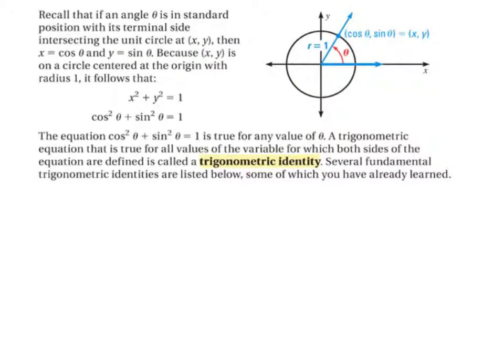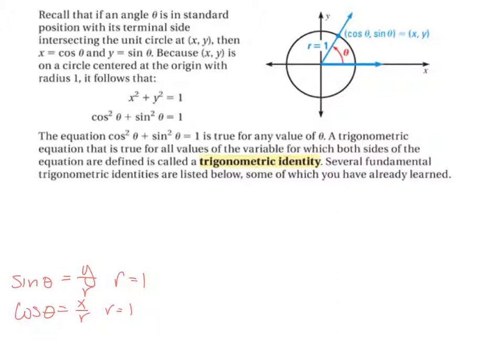Recall that if an angle theta is in standard position with its terminal side intersecting the unit circle at (x, y), then x equals cosine theta and y equals sine theta. We learned that a few sections ago, where sine theta equals y over radius, where the radius of your unit circle is 1. So sine theta equals y. And cosine theta equals x over r, where r is equal to 1 because we have a unit circle. Okay, that's what that's saying.